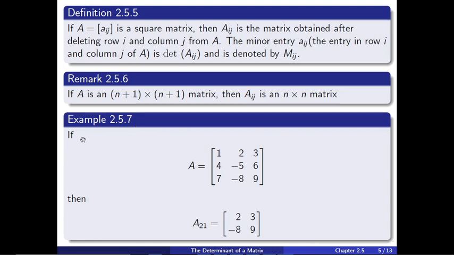Example 2.5.7. If you have the matrix 1, 2, 3; 4, minus 5, 6; 7, minus 8, 9, then A21 would be, what we are saying is we're going to remove the second row and then the first column. So what we are left with is 2, 9 on the diagonal, and then 3, minus 8, so 2, 3; minus 8, 9, which is what we have there, right?